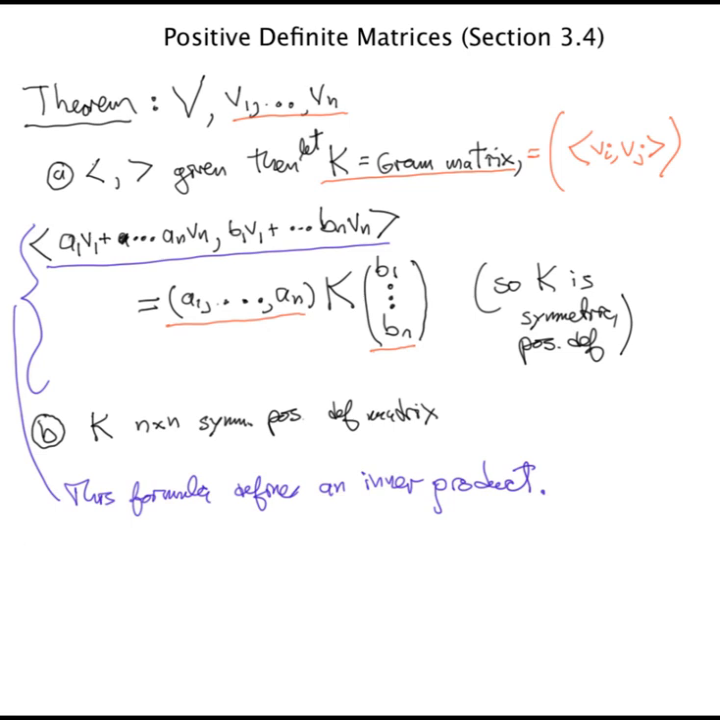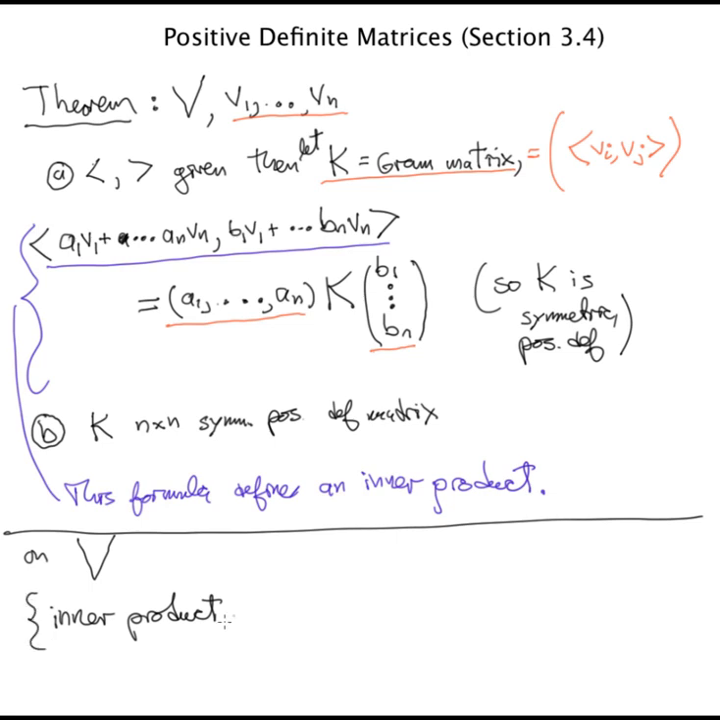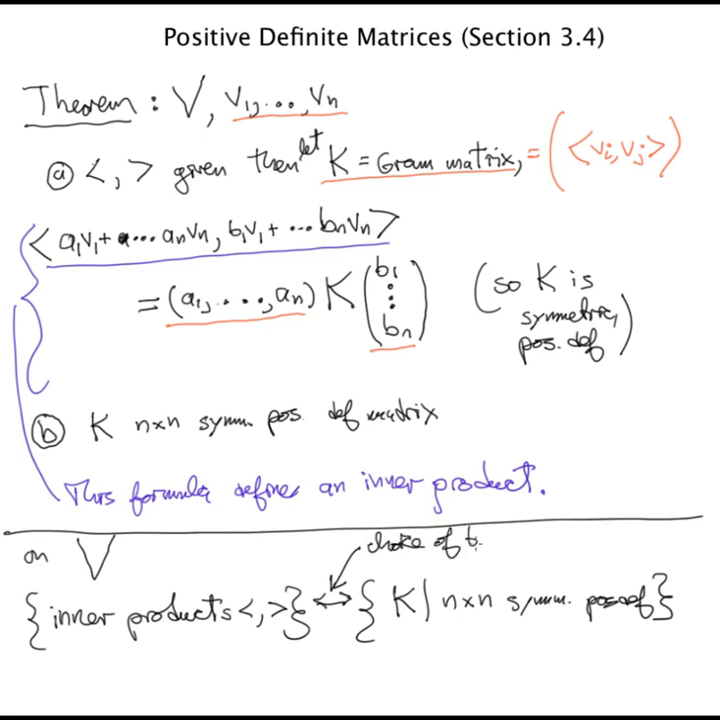So that is to say that on this abstract vector space V, I'll say it this way, the collection of inner products is in one-to-one correspondence with, or it's essentially the same thing as the set of K's, which are n by n symmetric positive definite matrices. But this correspondence here depends crucially on the fact that you have a choice of a basis.